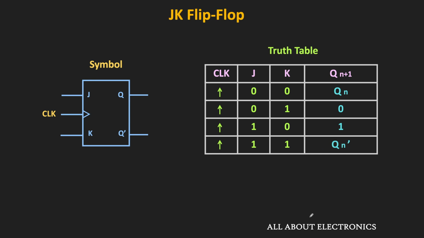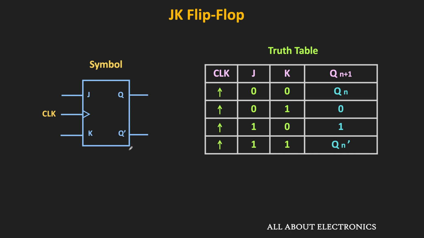But unlike the SR flip-flop, when both inputs are 1, then its output will toggle. In the case of the SR flip-flop, we have seen that when both inputs are 1, the output is indeterminate. So behavior wise, that is the only difference between the SR and the JK flip-flop.